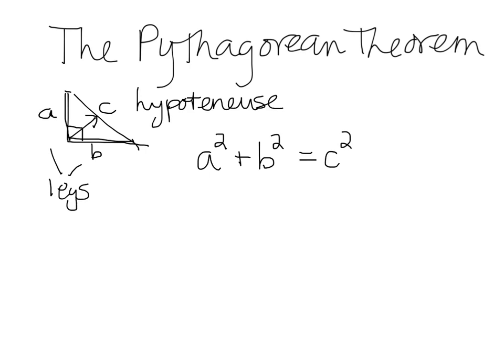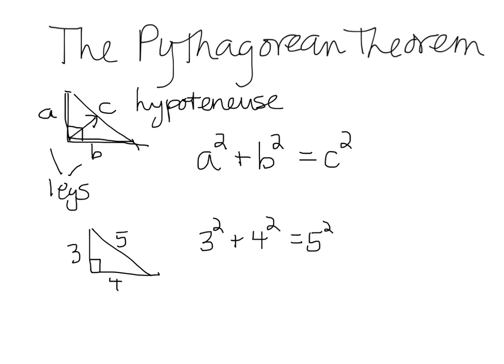Let's start with a really basic example. If I have the sides 3, 4, and 5, because these are the two legs, 3 squared plus 4 squared must equal 5 squared in a right triangle. And since 9 plus 16 does in fact equal 25, yes, this is a right triangle. And yes, this is how we apply the Pythagorean theorem.